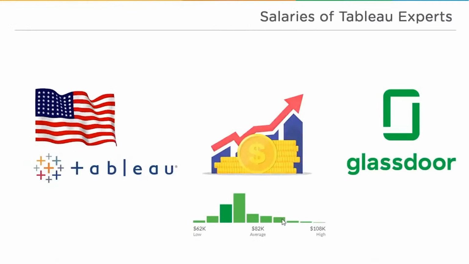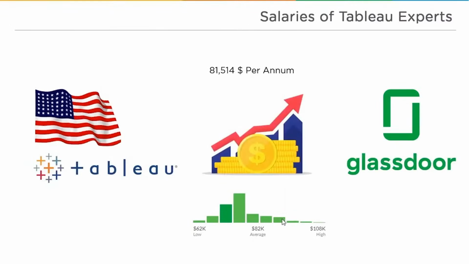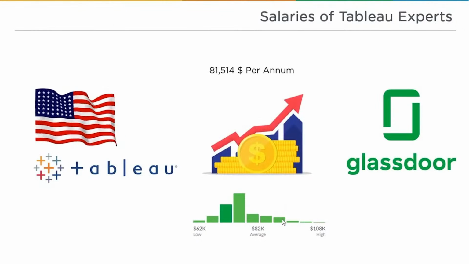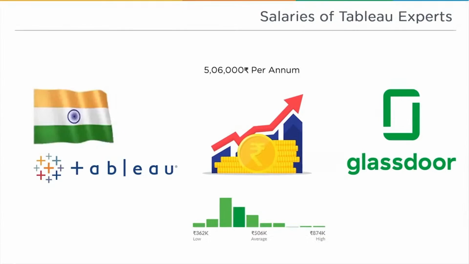According to Glassdoor, the average salary of a Tableau expert in America is $82,000, and for a beginner it is somewhere around $60,000 per annum, and at the highest rate it is $110,000 per annum. Similarly, the average salary of a Tableau expert in India is 5,06,000 per annum, and for a beginner it is somewhere around 3,60,000, and for a highly skilled, experienced Tableau expert, the salaries range from 8,75,000 per annum.